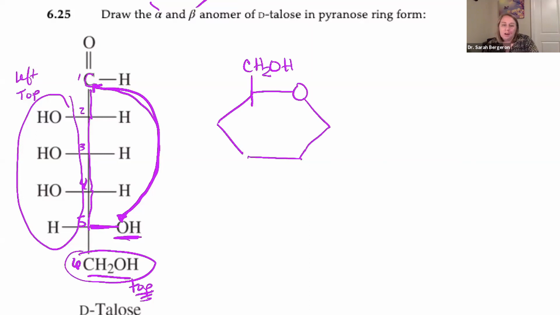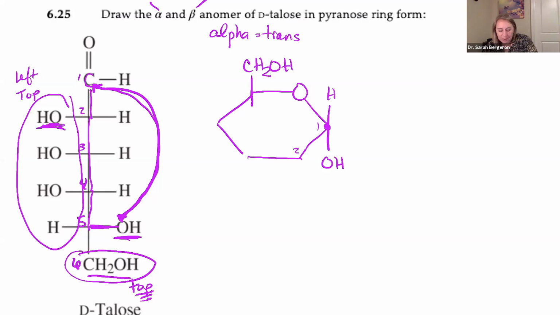CH2OH. All right, now we know that we're going to have our carbon right here, and we have to decide where our OH is going to go and where our hydrogen is going to go. So let's make this one alpha, and we know alpha means trans, so I'm going to put my hydroxyl group on the bottom, my hydrogen on the top. So now I need to look at carbon 2. This is carbon 1, carbon 2. What's on the left goes on the top.